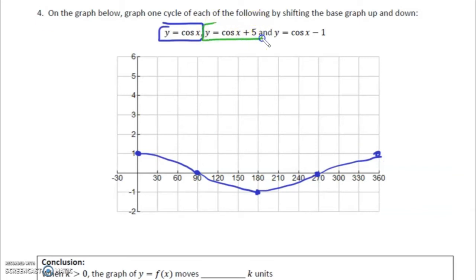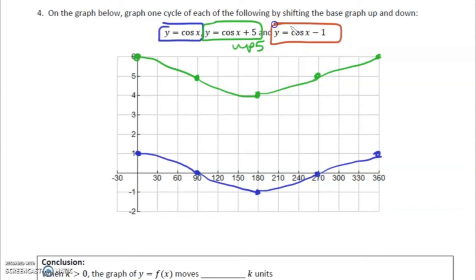Okay. For the second one here, we're going to go up 5. So start with the base graph, the 5 critical points, and shift each one up 5. 1, 2, 3, 4, 5. So 1 goes up to 6, 0 goes up to 5. Okay, so again, the curve isn't changing, the shape isn't changing, it's just shifting up or down.